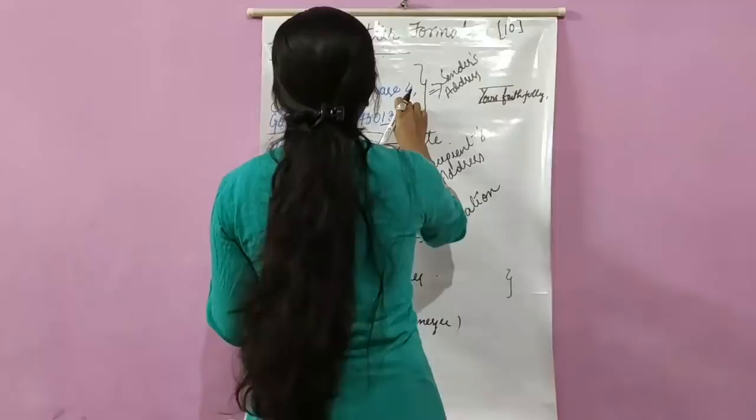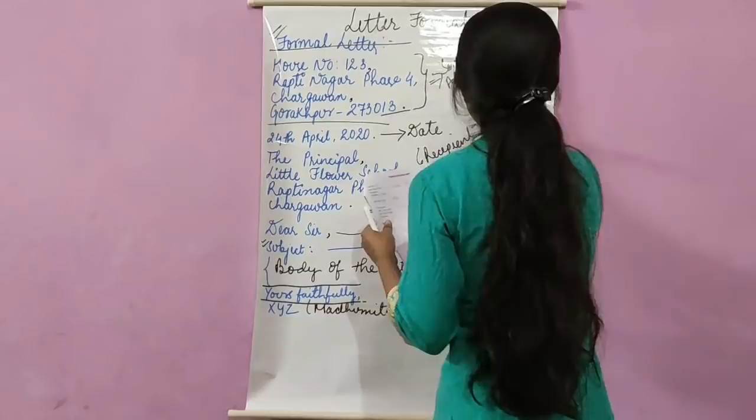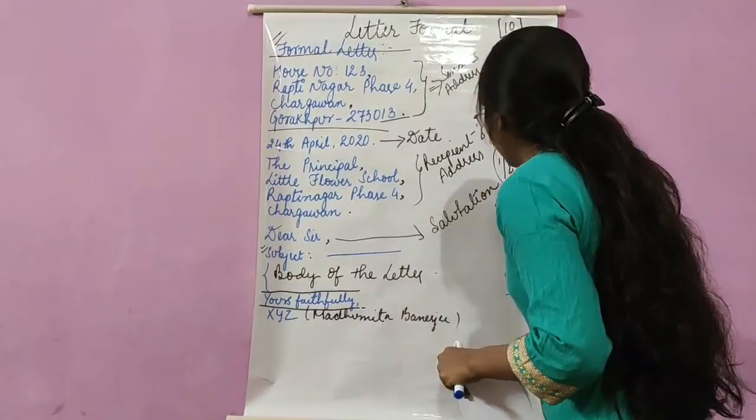Now, for the address portion, for the sender's address, you will get half marks. Clear? Then for the date, again, you will have half marks. Then for the recipient's address, again, you will have half marks. For the salutation, you will have half marks.